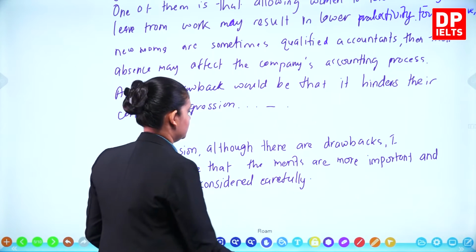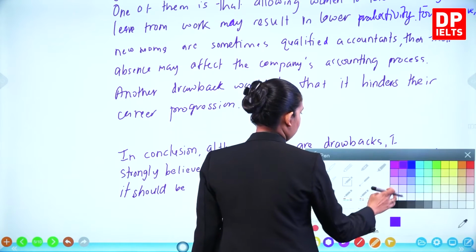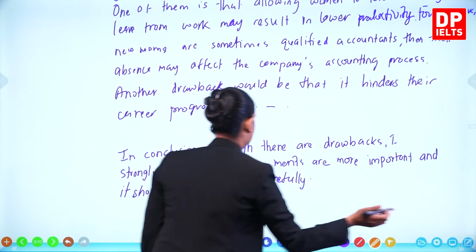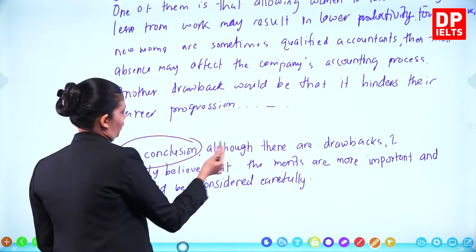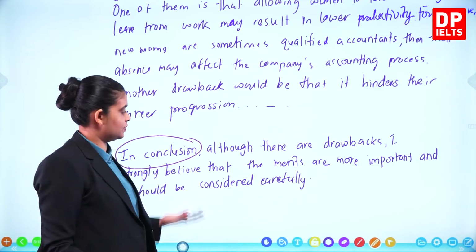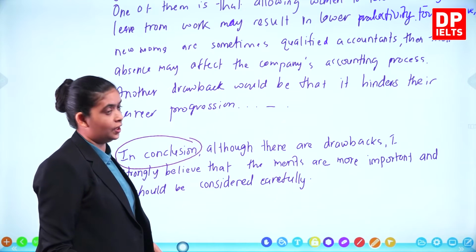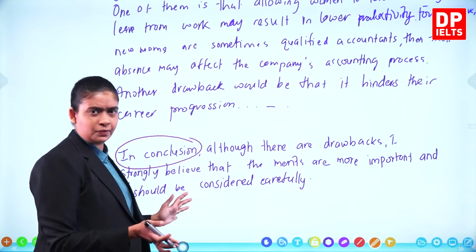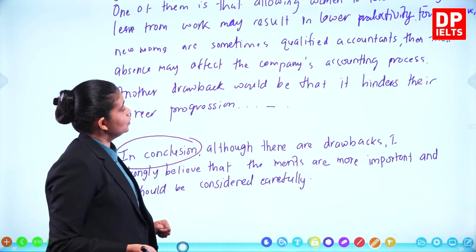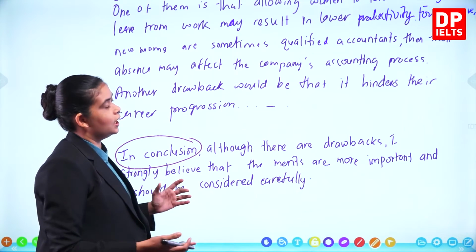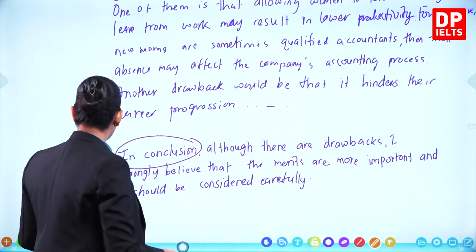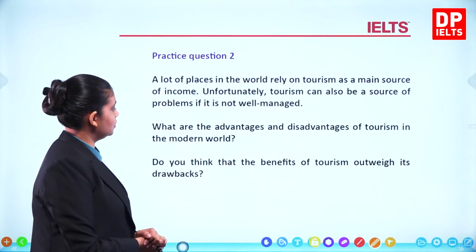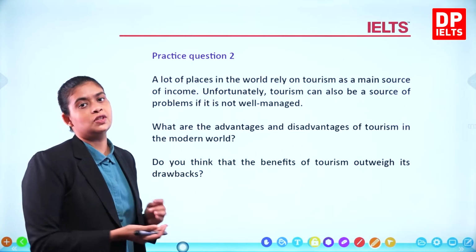So I've just written a very short conclusion. You could add a few more things if you like to, right? And then talk about maybe what are the drawbacks and what are the positives, and then come into this point and talk about your opinion. But I've kept it quite short, right? So this is just an outline for you. Now let's have a look at another practice question, and I'd like you to start doing these questions on your own, right?